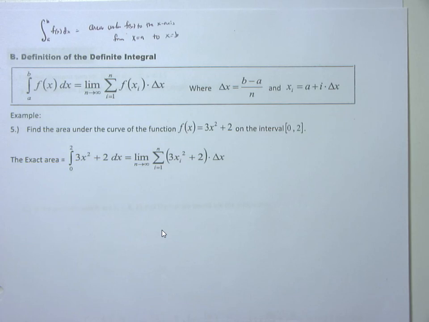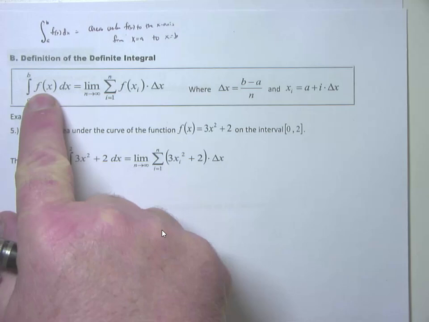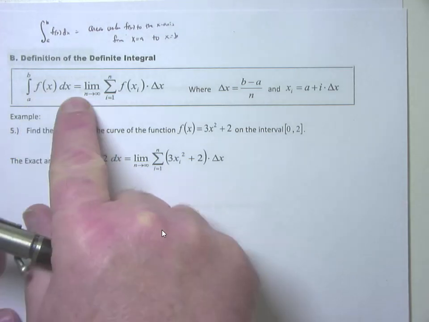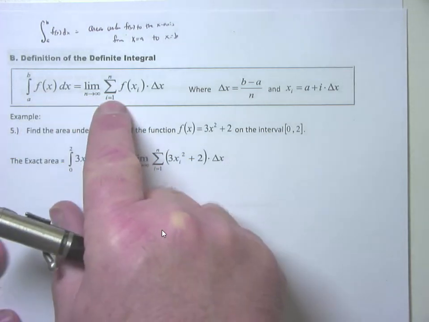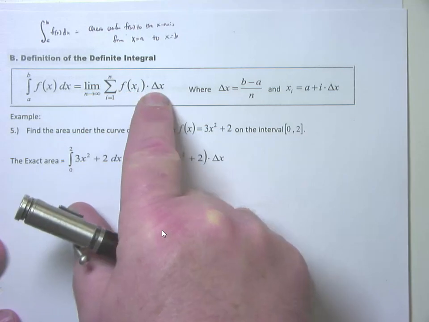Now, the definition of the integral is the limit as n approaches infinity of the sum as i goes from 1 to n of f of x i times delta x.